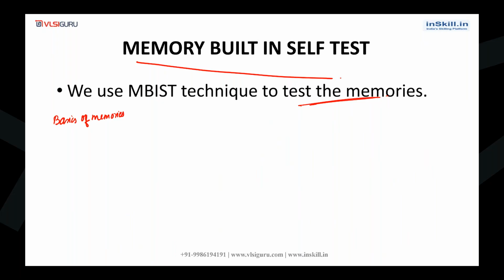Then we will try to understand the various memory fault models: stuck-at fault, transition fault, address decoder fault, and coupling fault. These are all the various memory fault models, so we'll understand that.